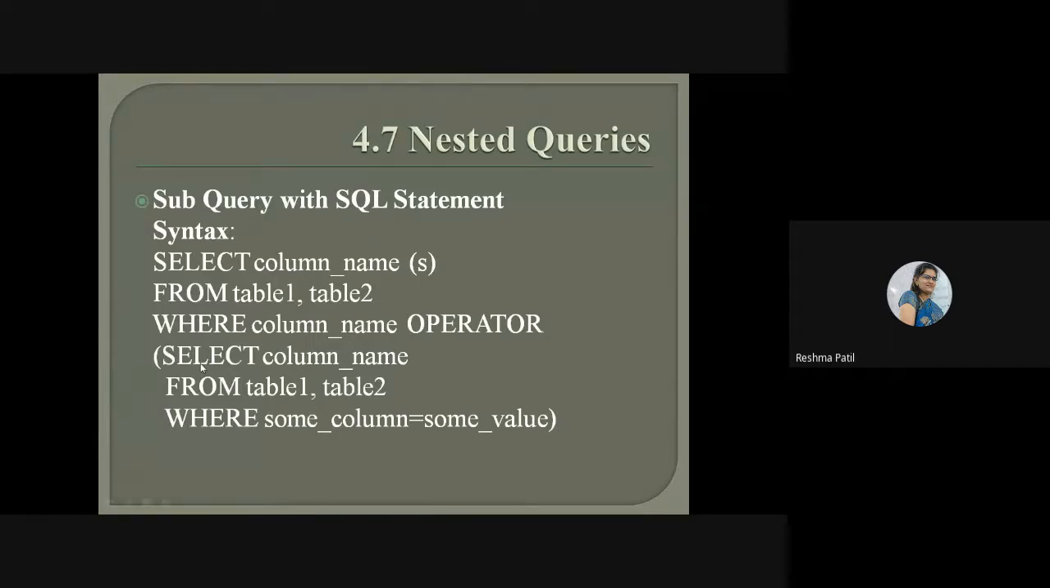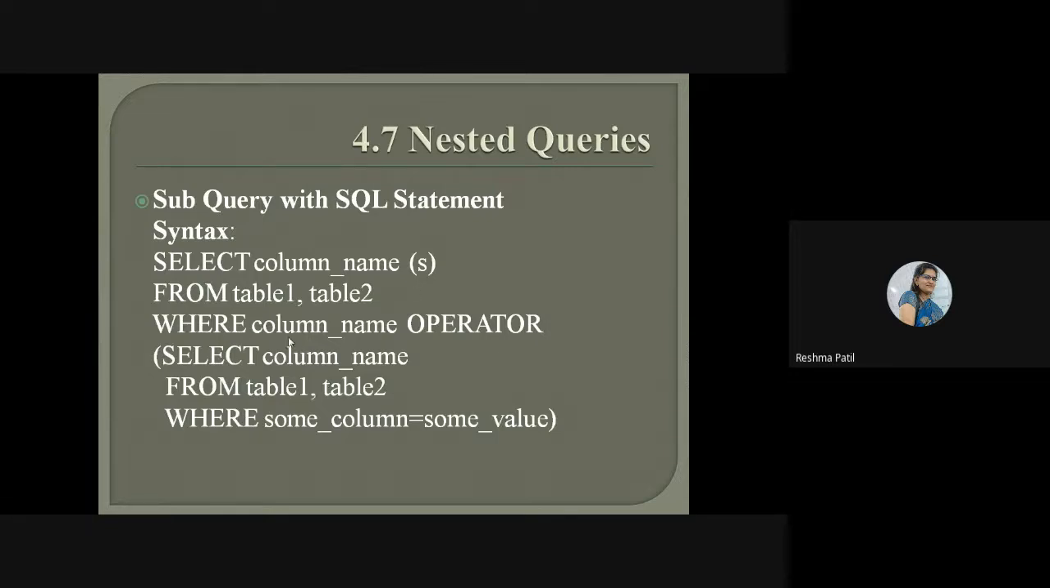So here we will get select column name from again table 1, table 2, where some column is equal to some value. Here is the condition. On the basis of this condition, this select statement will execute. And what is the result over here? All the values are going to be stored into one table, a result table.